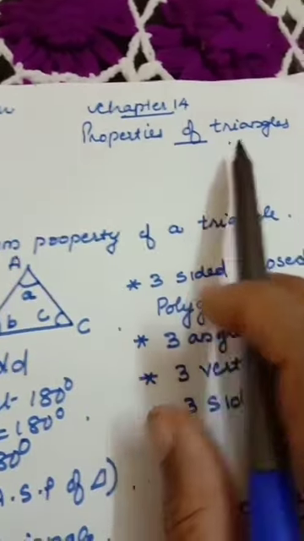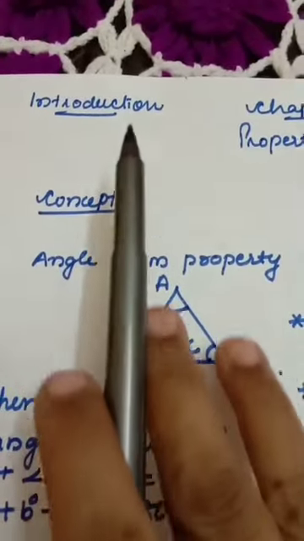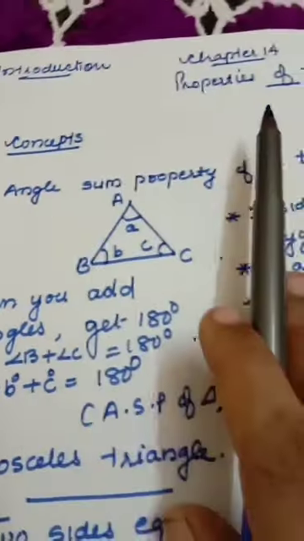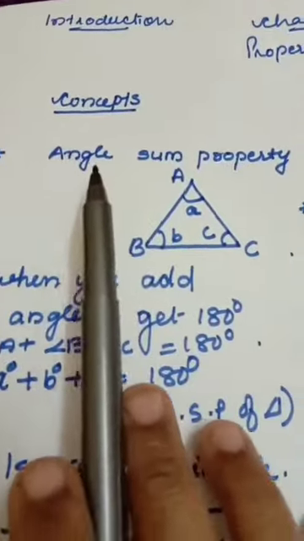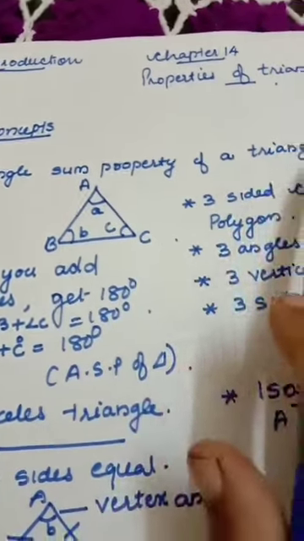Chapter 14, properties of triangle. Before starting the chapter, first I am giving the introduction. Introduction meaning some concepts related with this chapter. Angle sum property of a triangle.